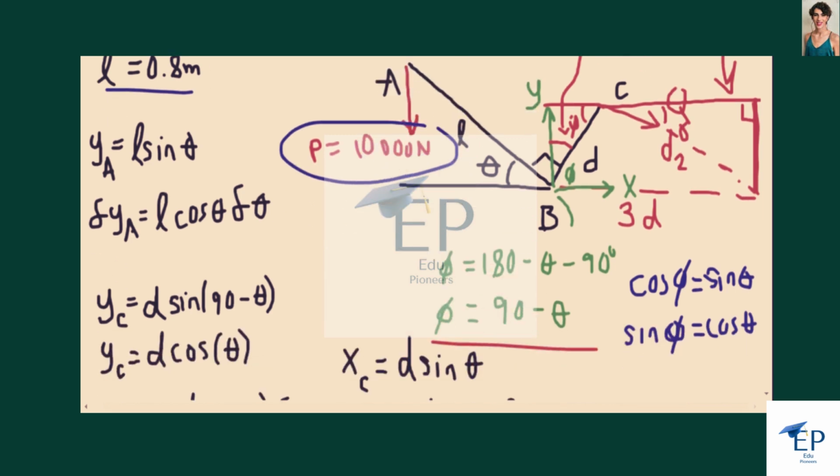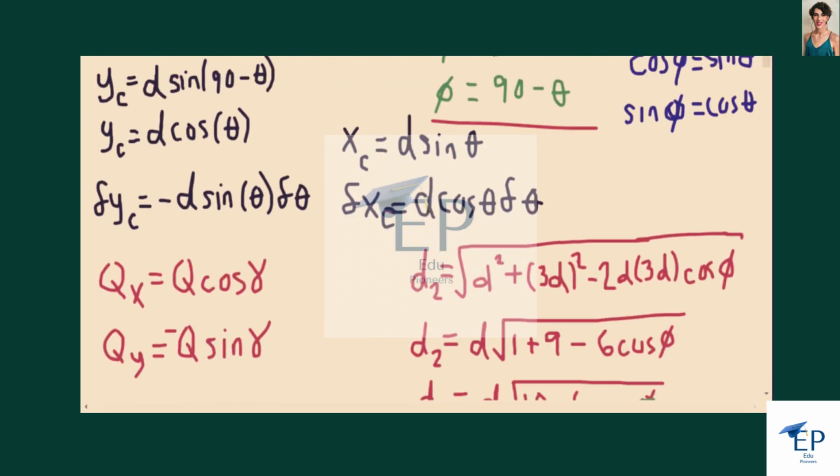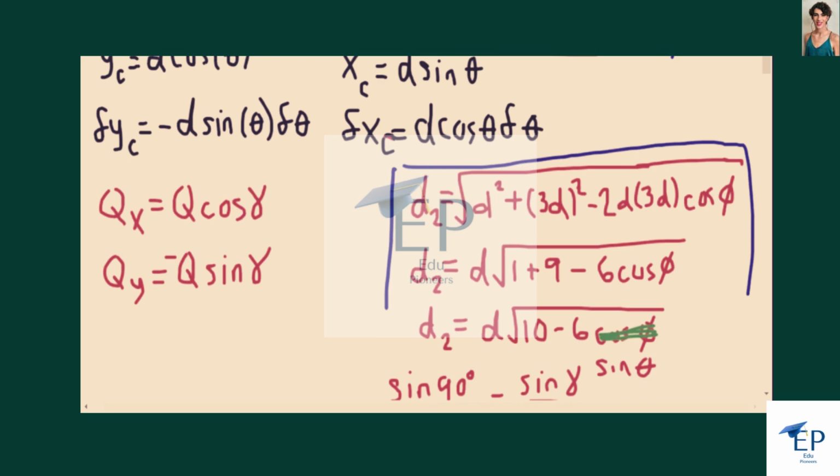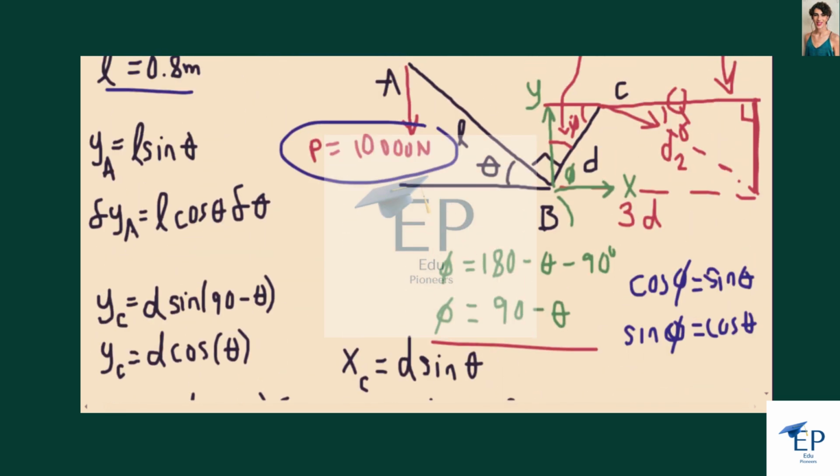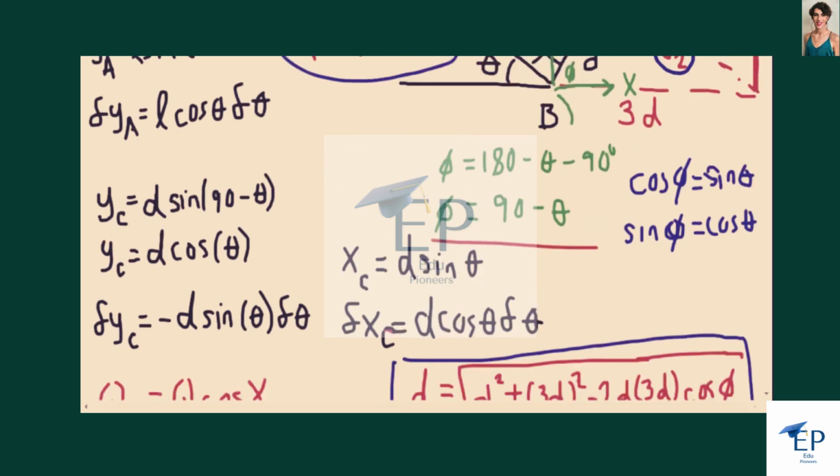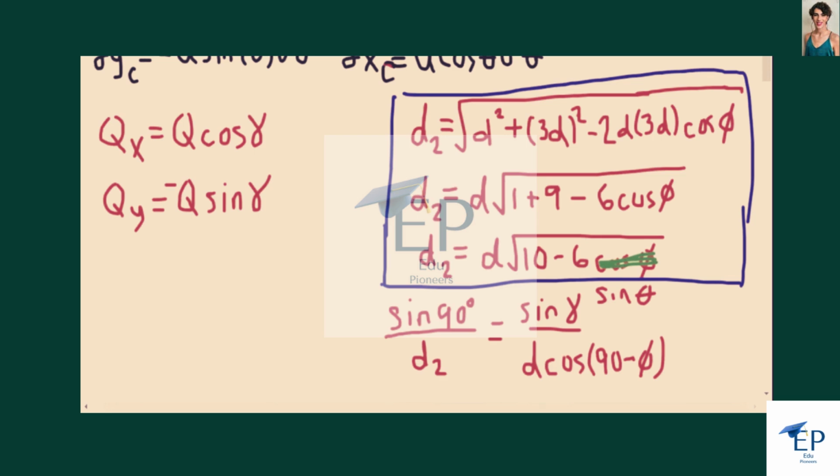So let's go down to the law of cosines. Down here, I use the law of cosines to figure out what D sub 2 is. And I'm calling this D sub 2, this length here. I'm figuring that once I know D sub 2, I can use the law of sines to figure out what gamma is.